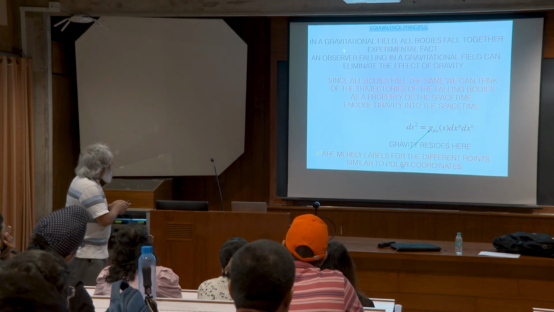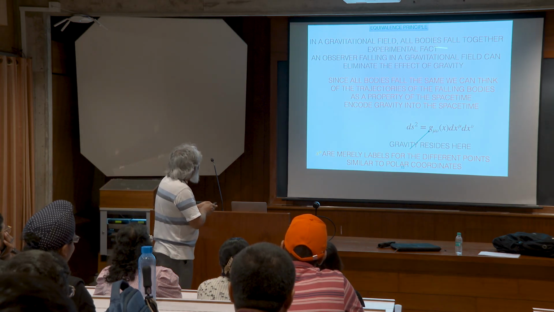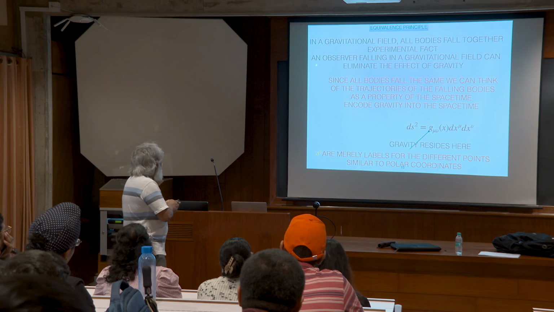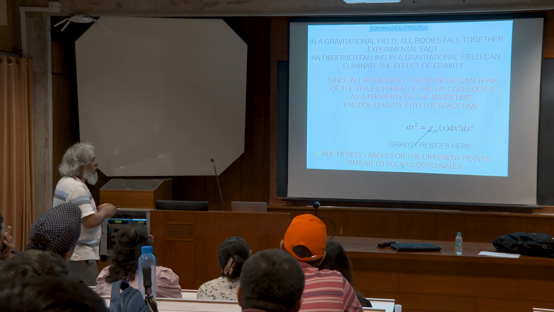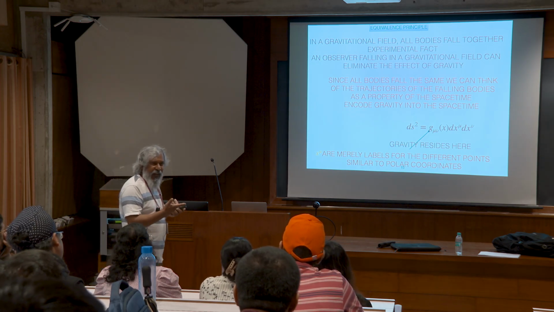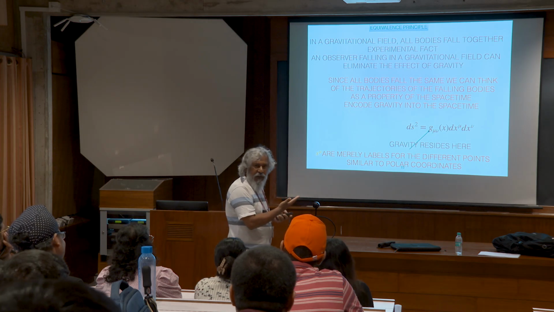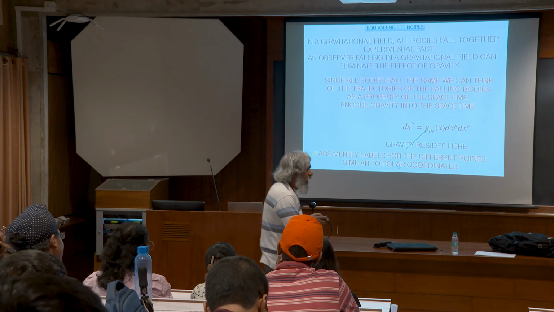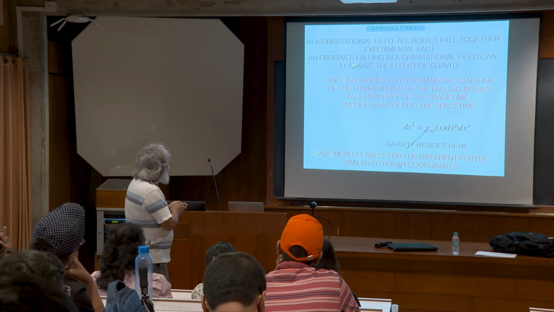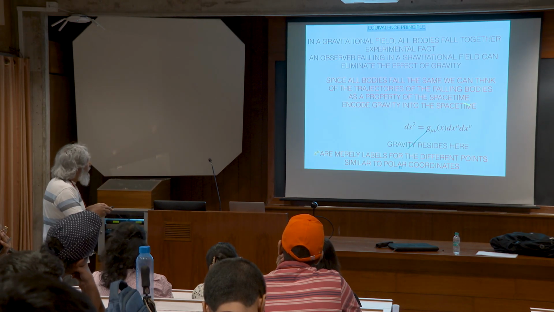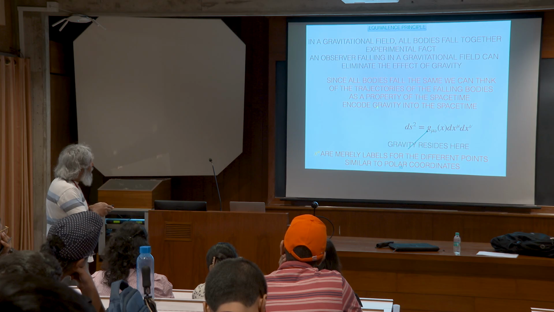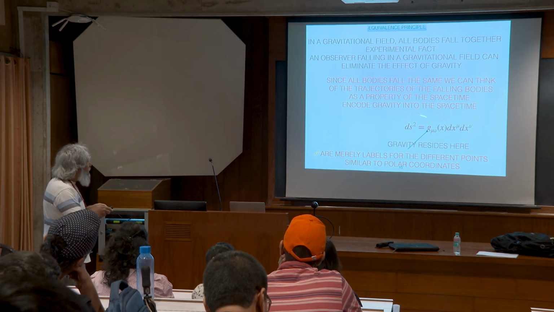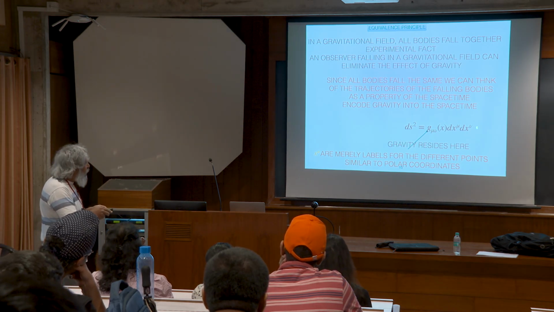So this is now an experimental fact that all bodies fall together, and we can get rid of the gravitational field. So in a sense, there is nothing to understand. We can accommodate the gravitational field within special relativity by just eliminating it. Since all the bodies fall the same, we can think of the trajectories of falling bodies as a property of the space-time and encode gravity into the space-time. That's what we do here.